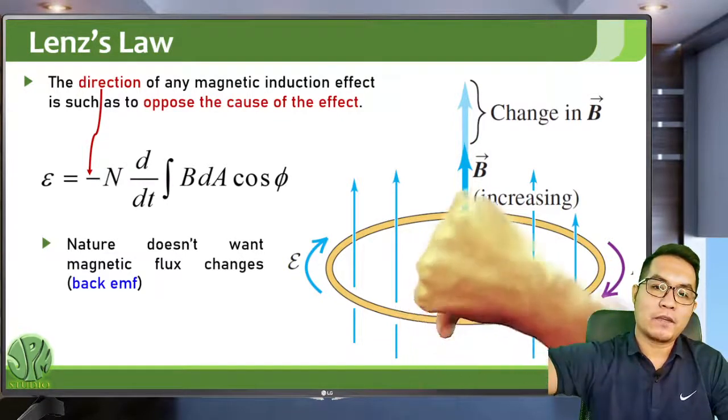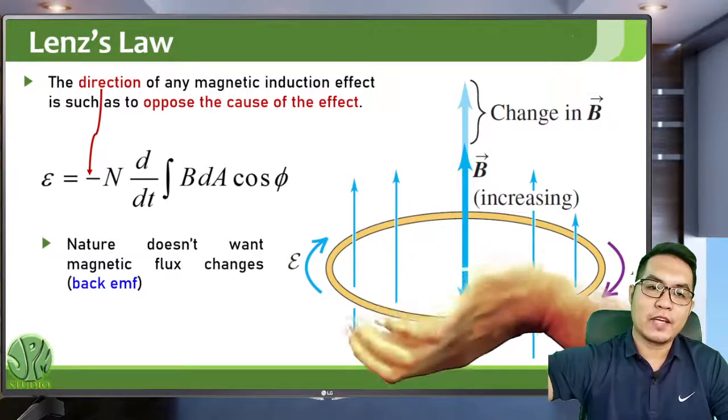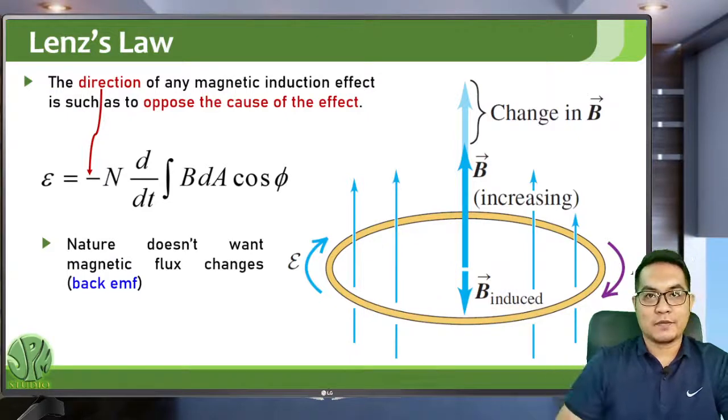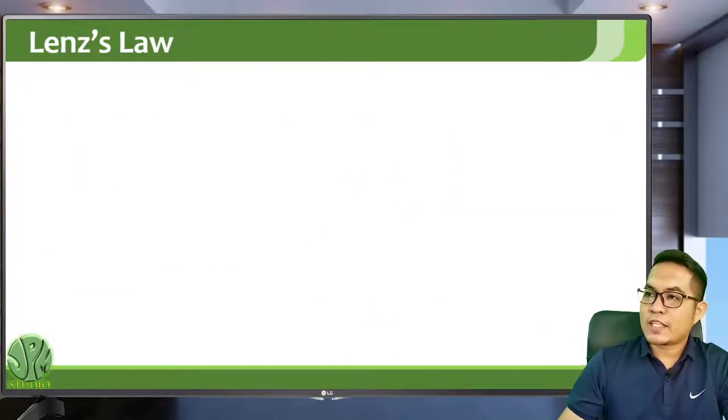So if the induced magnetic field is in this direction, then the direction of the induced EMF and induced current is in this direction. So that's right. So let's have other examples.